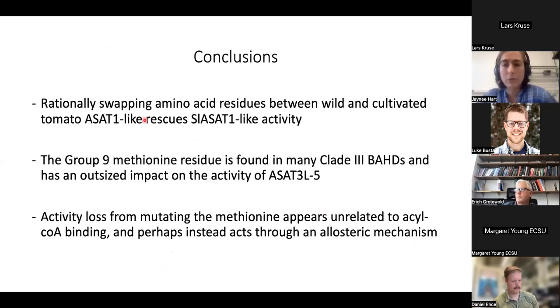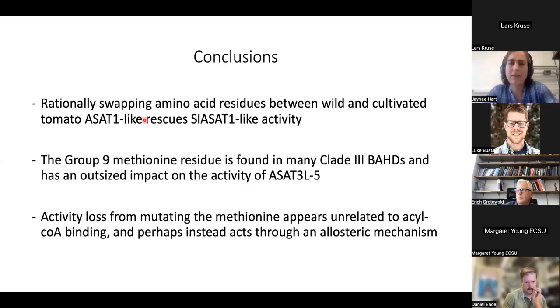So just to wrap up this section of my talk, rationally swapping amino acids between an efficient enzyme like the wild tomato enzyme and a less efficient one like the cultivated tomato enzyme was able to increase the activity of the cultivated enzyme by quite a lot. Out of those residues that I swapped, this group 9 methionine that I found is conserved in a lot of clade 3 BHDs, and therefore this finding is likely to be applicable to other BHDs, not just to our little ASAT system.